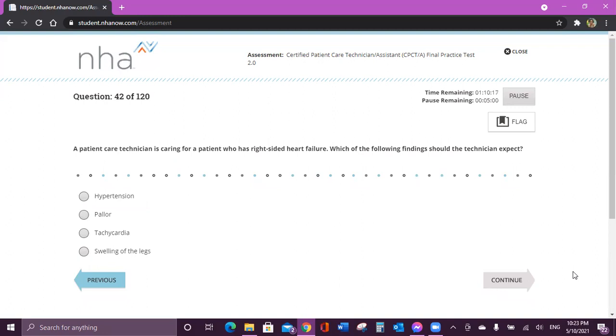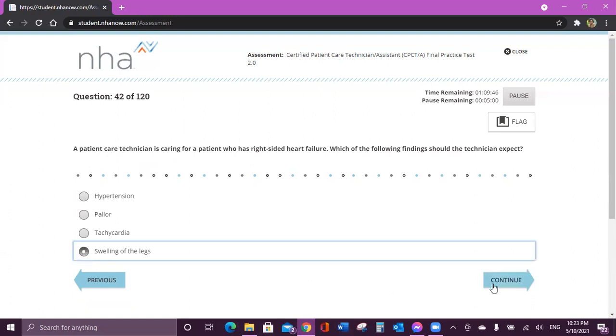A patient care technician is caring for a patient who has right-sided heart failure. Which of the following findings should the technician expect? Hypertension, tachycardia, swelling in the legs. I think it's swelling in the legs. I was looking for the word melatonin.